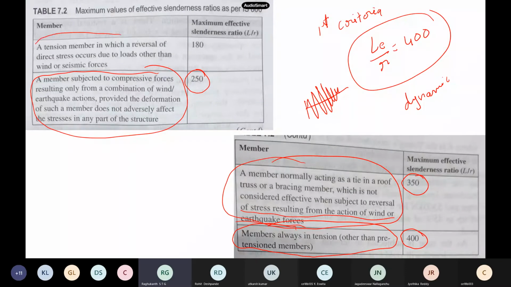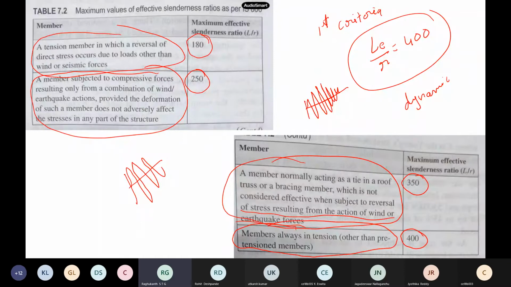And suppose there is a tension member in which a reversal of direct stress occurs due to loads other than wind or seismic forces, the maximum effective slenderness ratio should be limited. For example, with railway dynamic loads, when it is subjected to dynamic load, you will be having plus and negative signs, above load, below load, something like an oscillation. Then your tension may go to compression, or compression may go to tension.